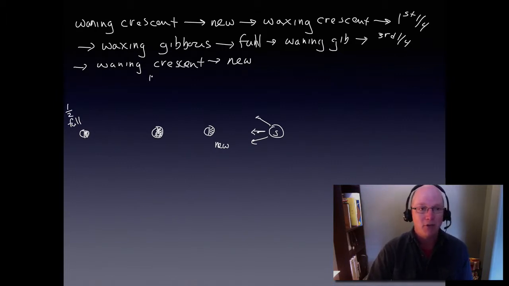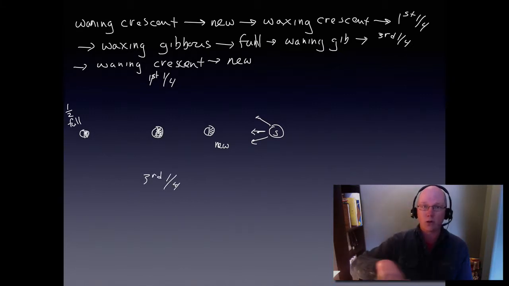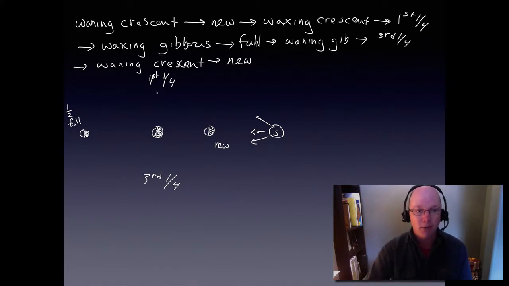That means we have first quarter up here, halftime, and third quarter, right? So they're called first and third quarter because they're the quarters of the way around the full cycle. So first quarter, again, I want to see half of the moon lit. The only place I can see that is here because I have to be exactly at a 90-degree angle to see half the moon lit.